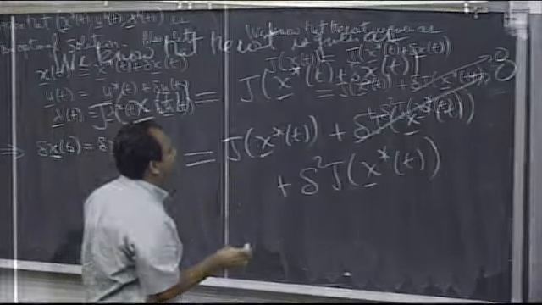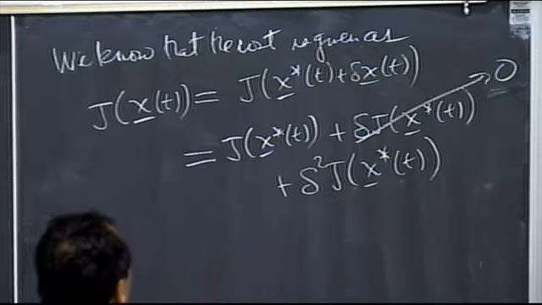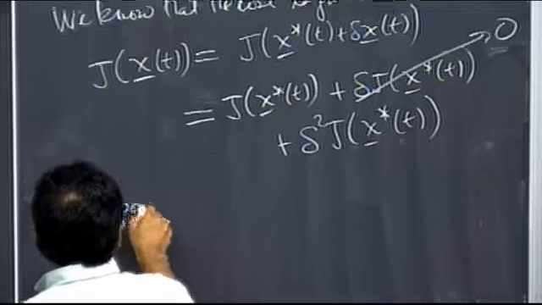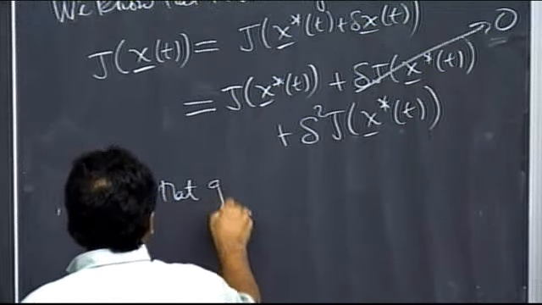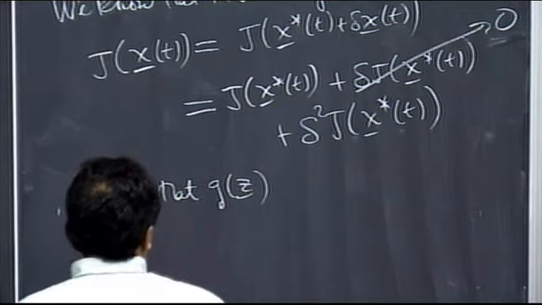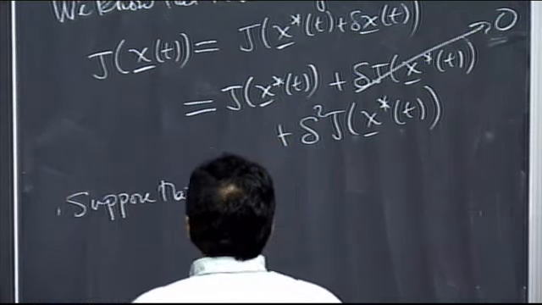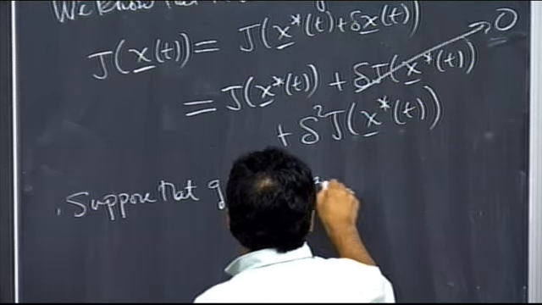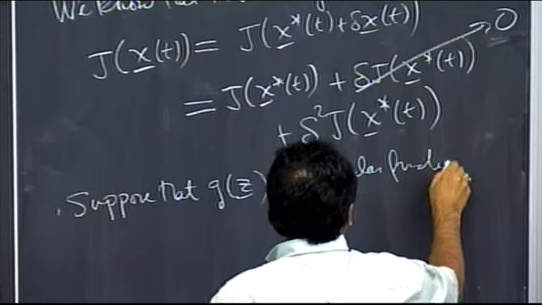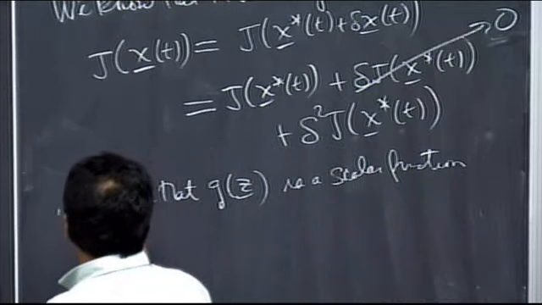But before I deal with the second variation, I need to do a small aside here, which is that suppose that g, which is a scalar function, is a scalar function. This is a static function. It's not a function of time. G of z is a scalar function of the vector z.